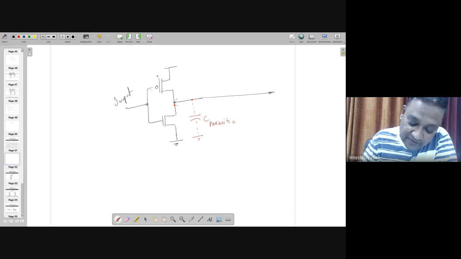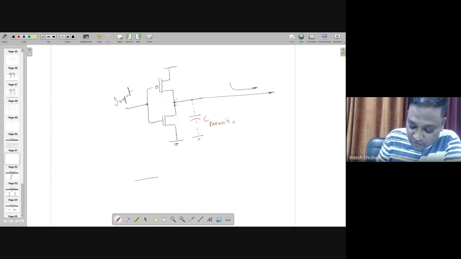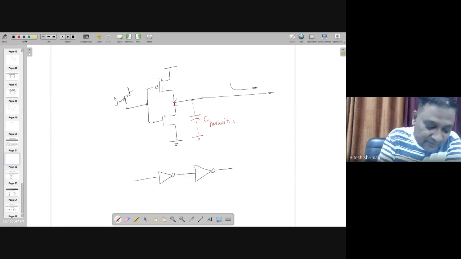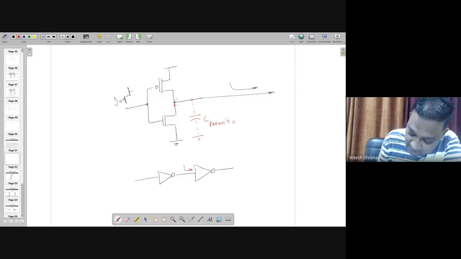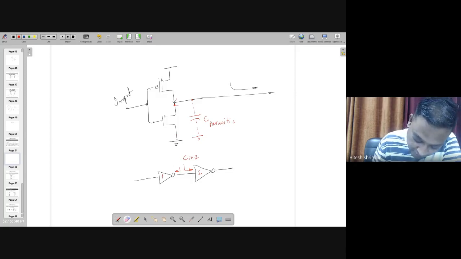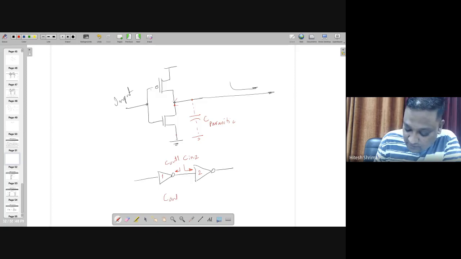This might be going to be connected to the next level of logic gate. Means if I am doing this, the input capacitance of the second logic gate and the output capacitance of the first logic gate, I should write down C out of 1. The combination of both of them will act as a load capacitance.